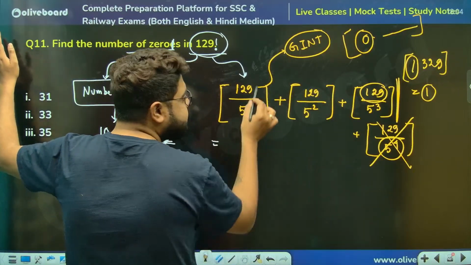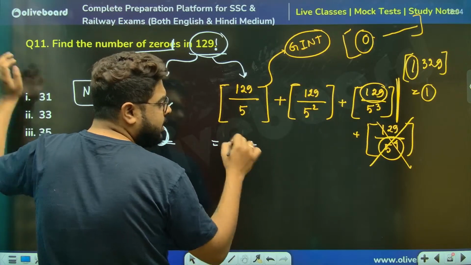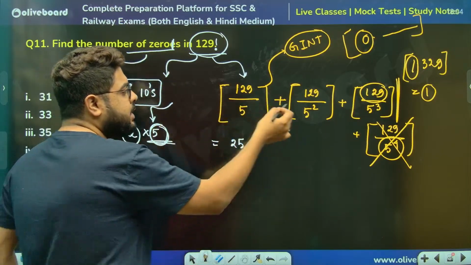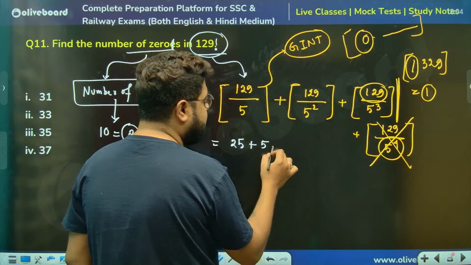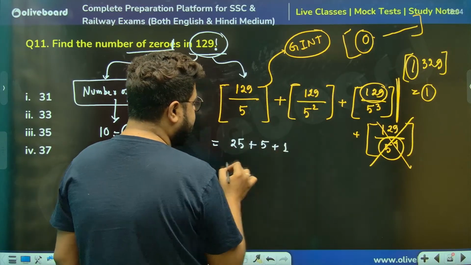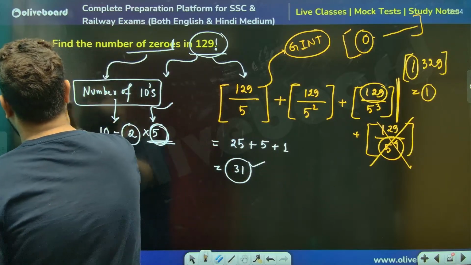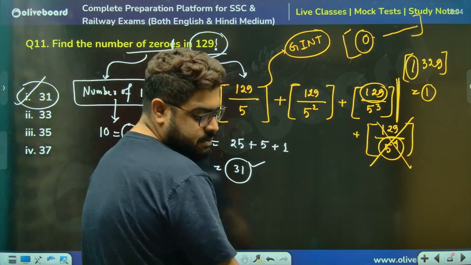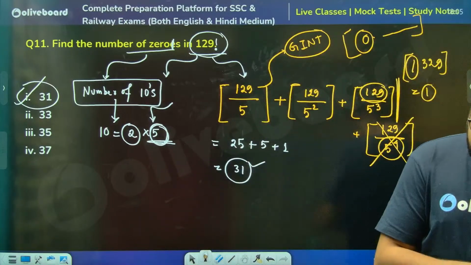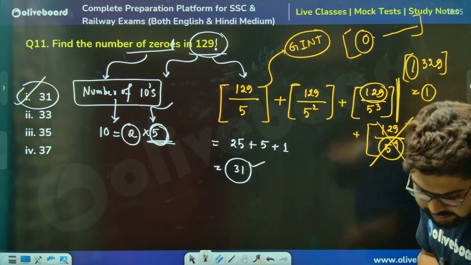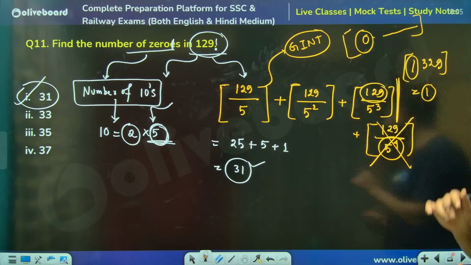So this is how much, sir? 25 plus something; I'll not write the decimals, I'll just take the integer part. For 25, 5 25s are 125 point something, so that's 5. The last one is 1. The answer is, sir, 31. Option number 1. Yes, 31 is your correct answer. Absolutely.